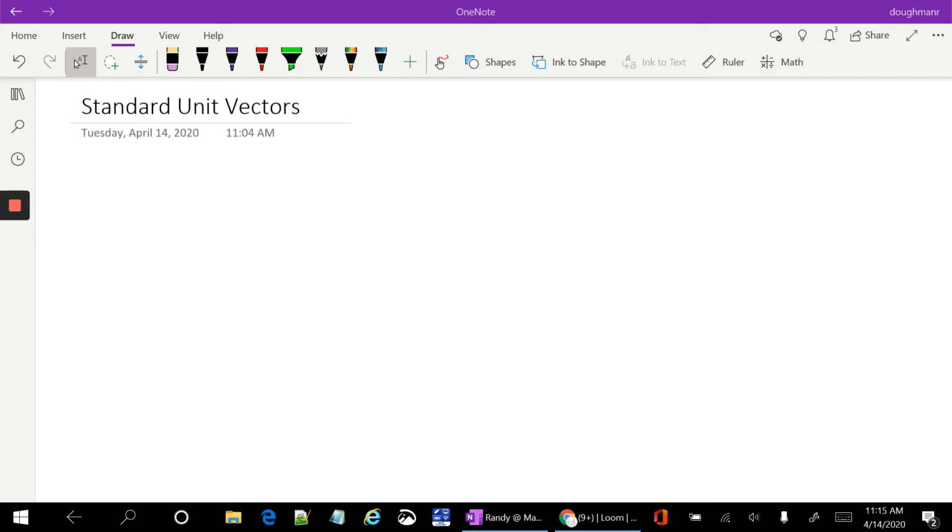So now that we know what a unit vector is, we can talk about the standard unit vectors and another way of representing a vector. The standard unit vectors are basically, we call them i, which is the vector 1, 0, which looks something like that. And j, which is the vector 0, 1, which looks something like that.